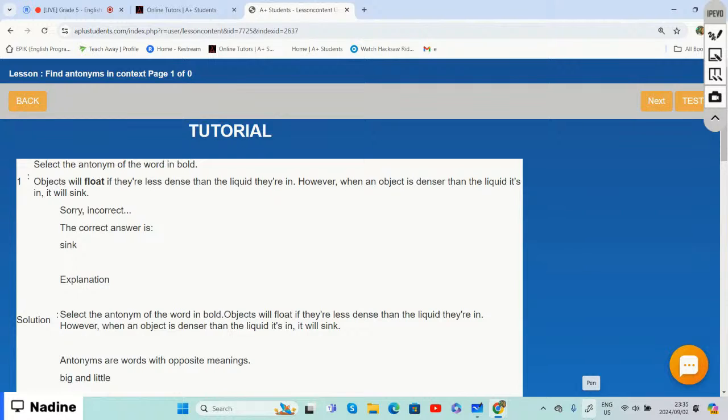All right, so now we're going to select the antonym of the word in bold. It says objects will float if they're less dense than the liquid they are in. However, when an object is denser than the liquid it's in, it will sink.